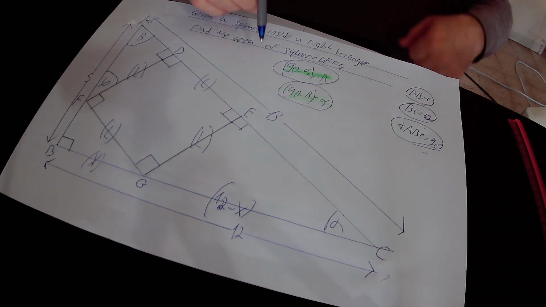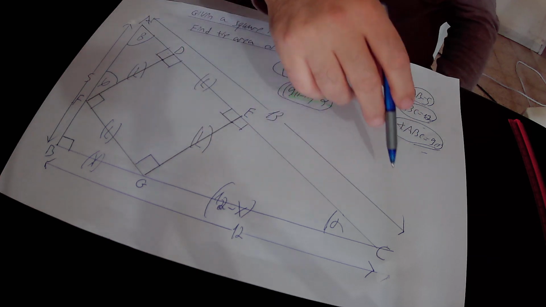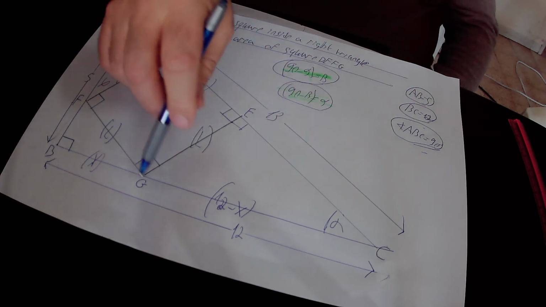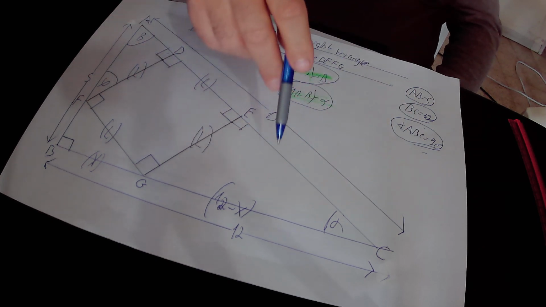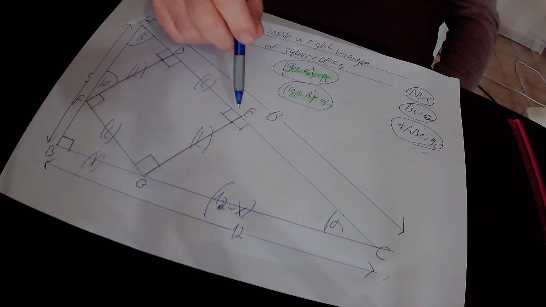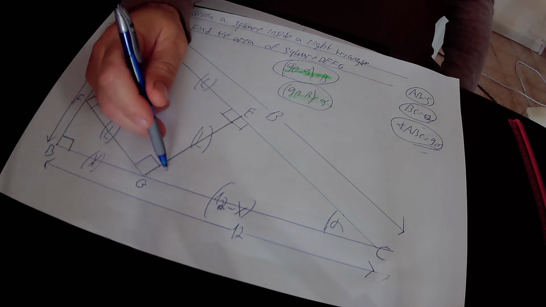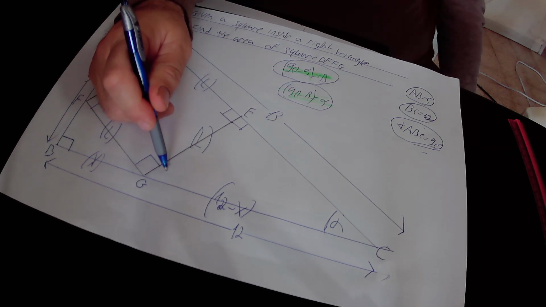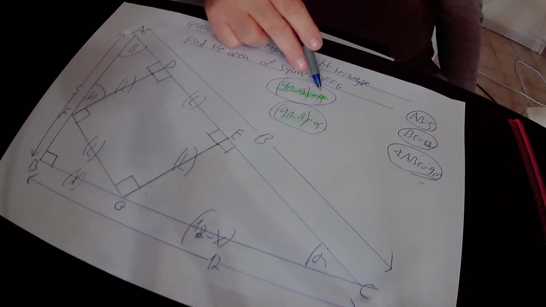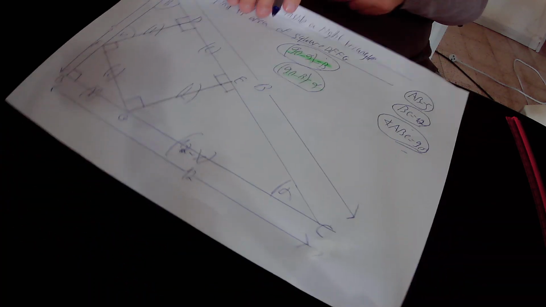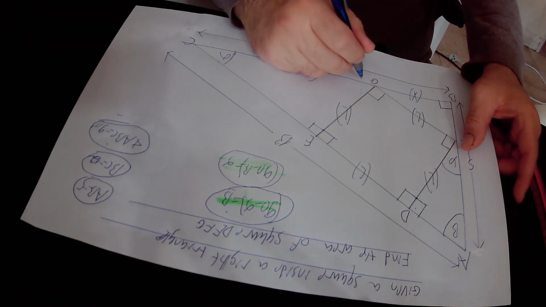Likewise, we'll focus on the small right triangle EGC. In the small right triangle EGC, this angle equals alpha, this angle equals 90 degrees. Therefore, the missing angle must be equal to 90 degrees minus alpha. But 90 degrees minus alpha equals beta. Therefore, the missing angle equals beta.